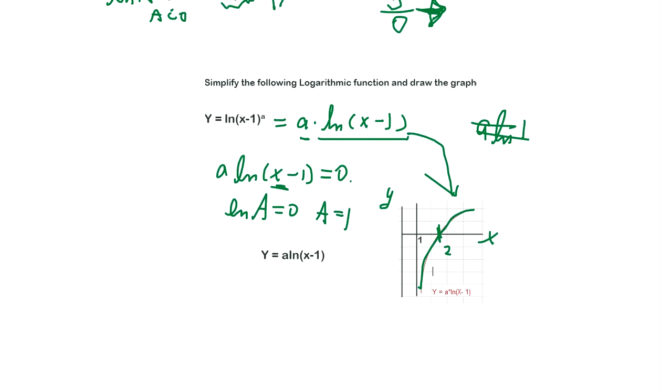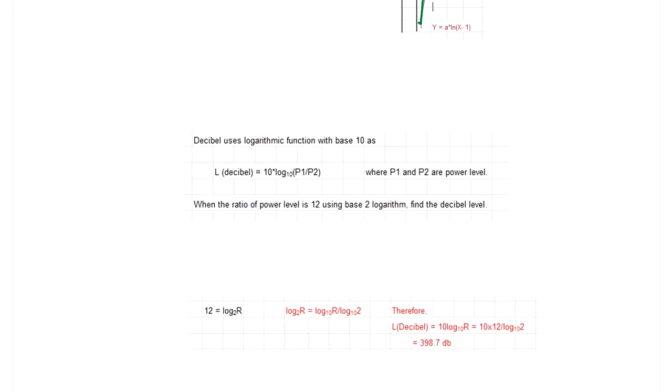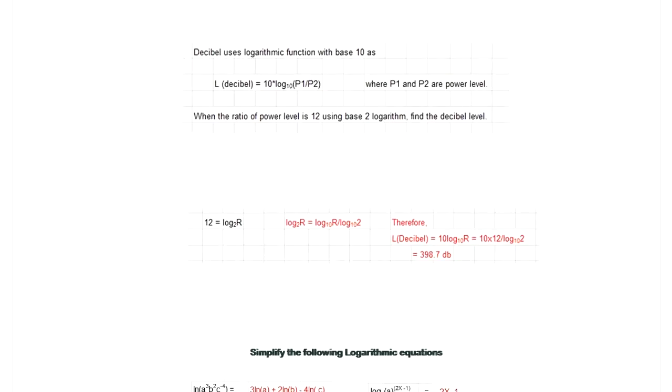Okay. Keep going. Decibel uses a logarithmic function with base 10. Okay, here you go. Decibel means 10 times log 10 of p1 over p2. That means this usually p1, p2 is power level.